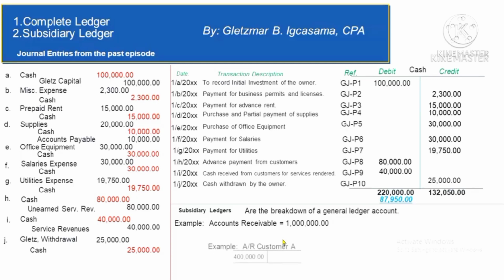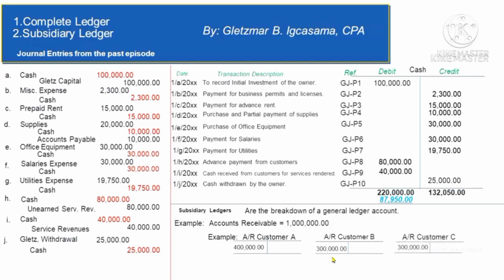We have, for example, AR from A, 400,000, B, which is worth 300,000, and C for another 300,000, which should total 1 million, which is also the total of the general ledger accounts receivable. That is why I told you that subsidiary ledgers are the breakdown of a general ledger account. Subsidiary ledgers can also be made for other accounts, like for example accounts payable and others. And that's it for the ledger. And by the way, the posting of these journal entries to the ledger is also technically known as classification of transactions, or simply classification.